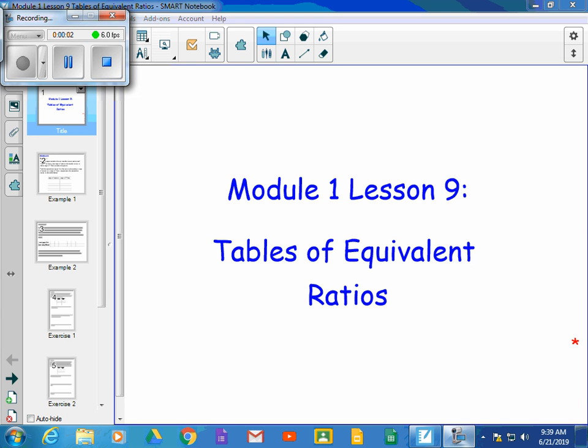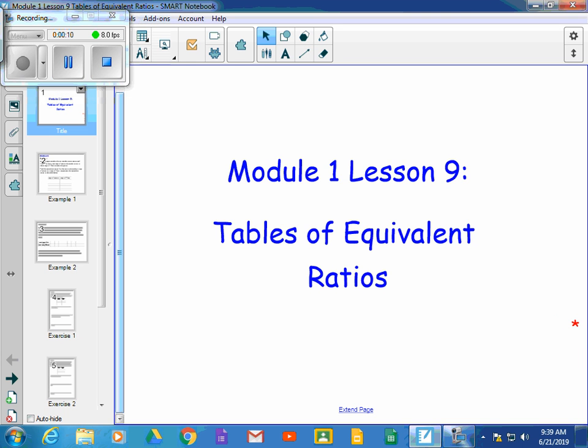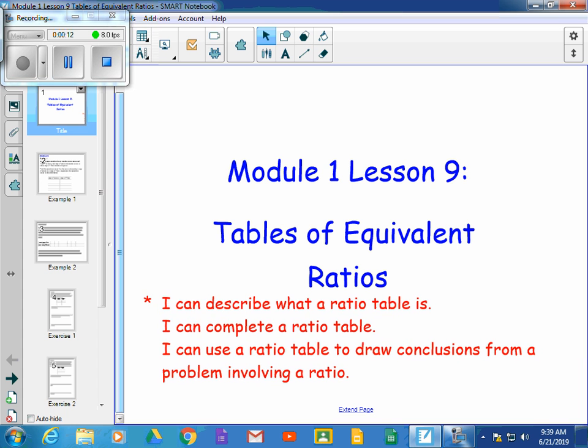This is Module 1, Lesson 9, titled Tables of Equivalent Ratios. The goals of this lesson are: I can describe what a ratio table is, I can complete a ratio table, and I can use a ratio table to draw conclusions from a problem involving a ratio.